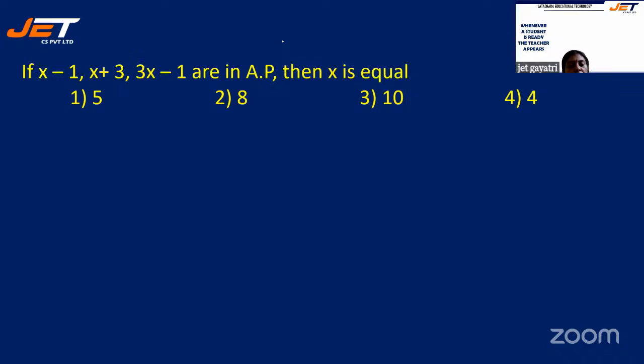Now see, x minus 1, x plus 3, 3x minus 1 are in AP. Then what is x equal to? The same strategy you can use. T2 minus T1 is equal to T3 minus T2, whereby T1 is x minus 1. They say it is in AP, so you don't have to check whether it is in AP or not. When the question clearly says that it is in AP, then it is in AP only.